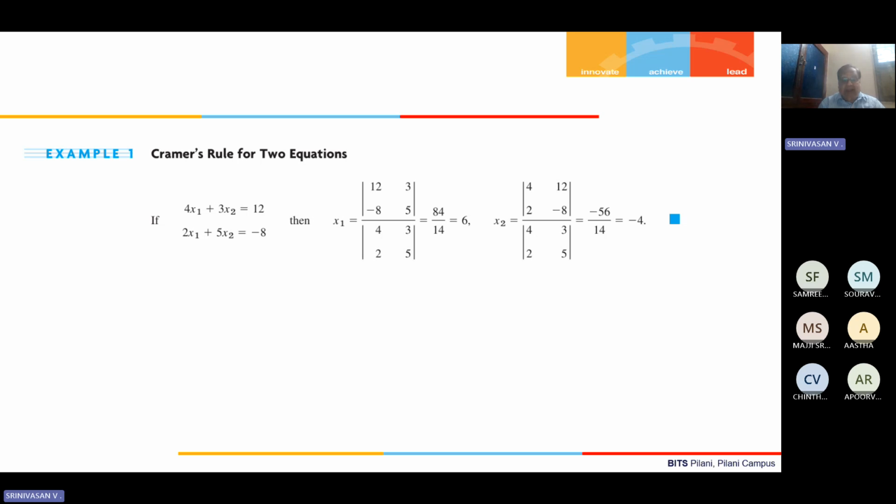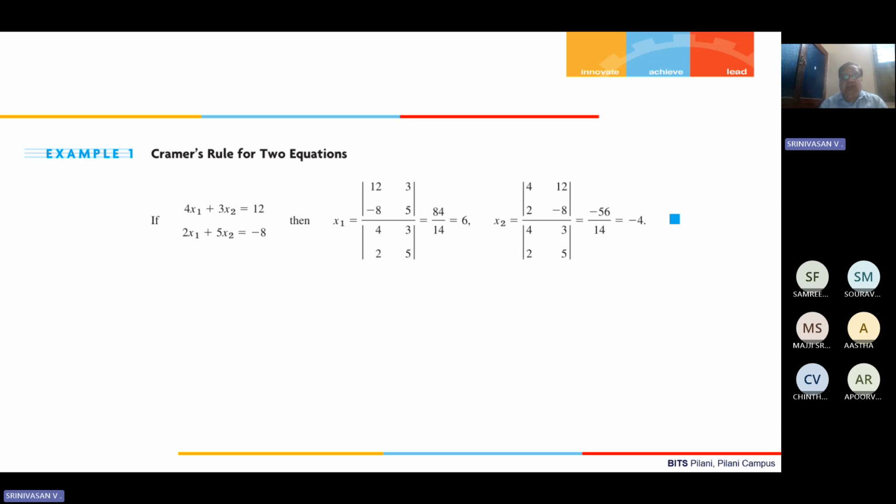You just look at here, minus formula, minus 8 into 3, minus 24. So 60 plus 24, 84. Divided by 4 into 5, 20, minus 6, 14. So 84 by 14, 6. That's that. x1 has the value 6.